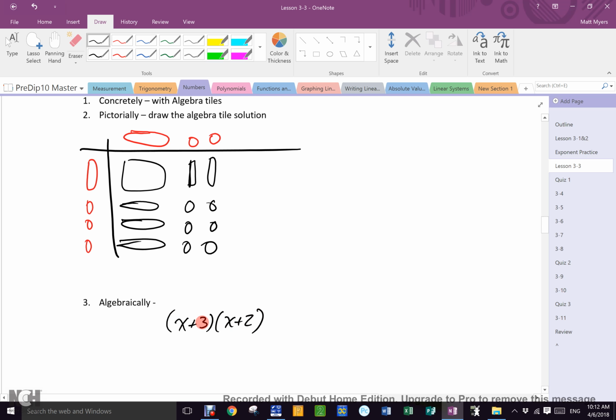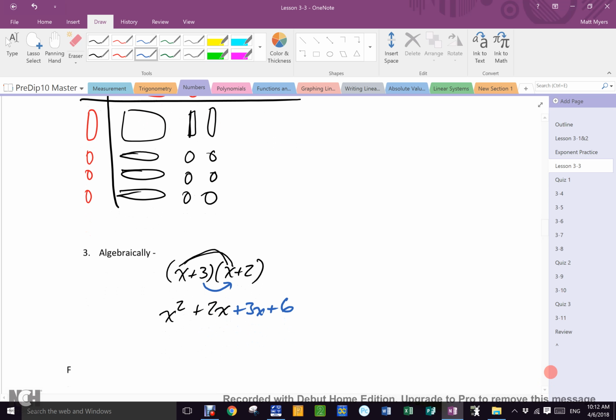Now, algebraically, x plus 3, x plus 2. If there was no 3 there, what would you do with that x? You would distribute it to get x squared plus 2x. Then, if there was, you've dealt with the x, so now you got to deal with the 3. 3x plus 6. Now, then you notice x and x. 2 plus 3 is 5.